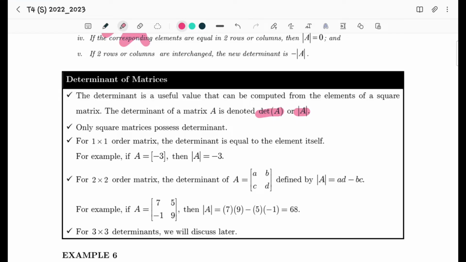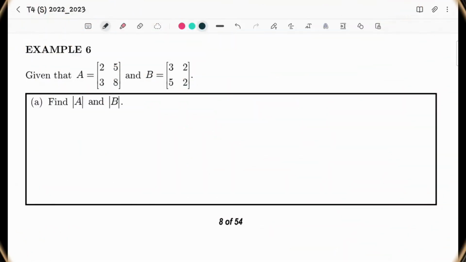For a 2x2 order matrix, the determinant of A, B, C, D is defined by AD minus BC. For example, if A is equal to 7, 5, -1 and 9, then the determinant of A is 7 times 9 minus -1 times 5, and that is equal to 68. For 3x3 determinants, we will discuss later.